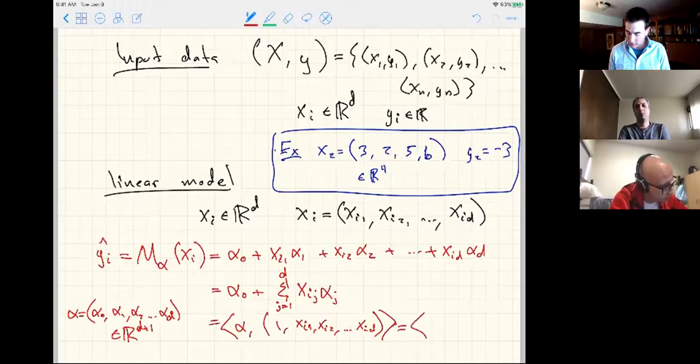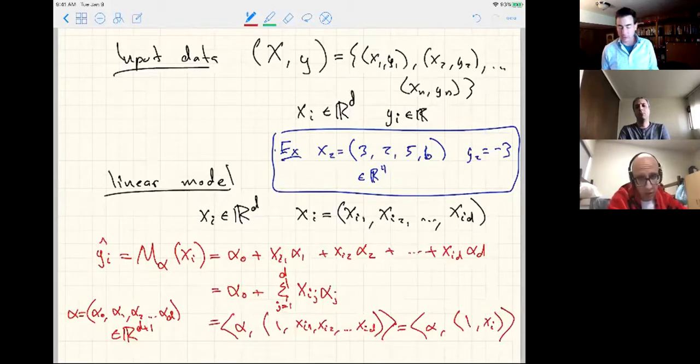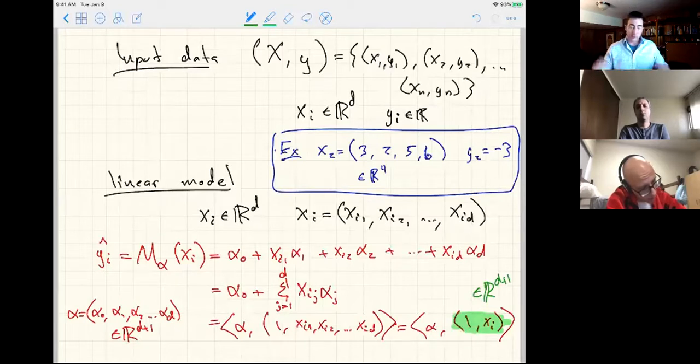Or I can write this as just alpha dot product of (1, xi). Okay, so now I've got this element right here, which is going to be a vector in R^(d+1). And so I can take a dot product with alpha because alpha is also in R^(d+1) here.